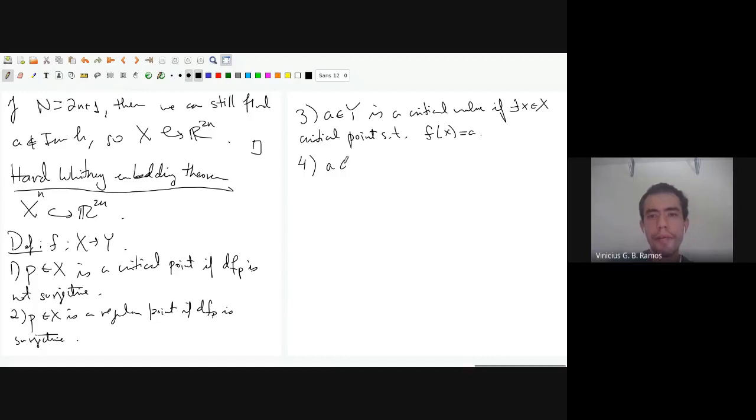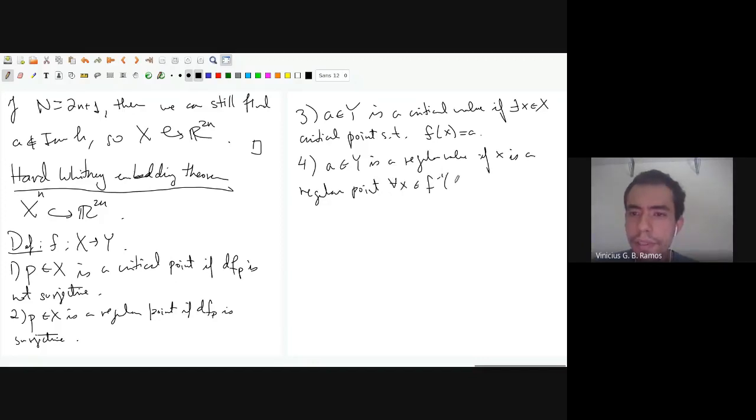And a regular value if x is a regular point for every x in the preimage of A. We had already defined regular values before, so I'm just defining critical points, critical values, and regular points. A regular value is a point in the target such that all the preimages are regular points. So there could be some values that are images of both critical points and regular points, and these will still be called critical values.